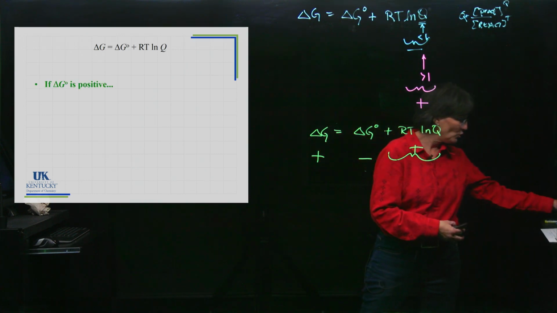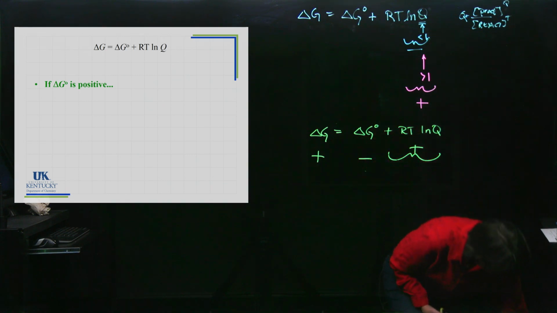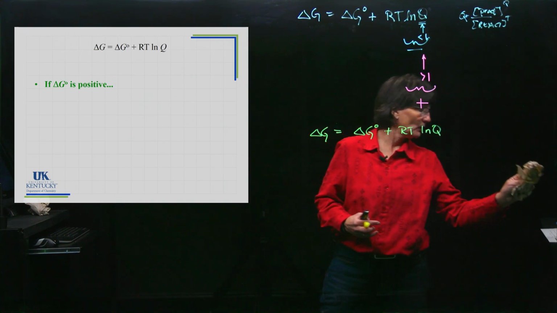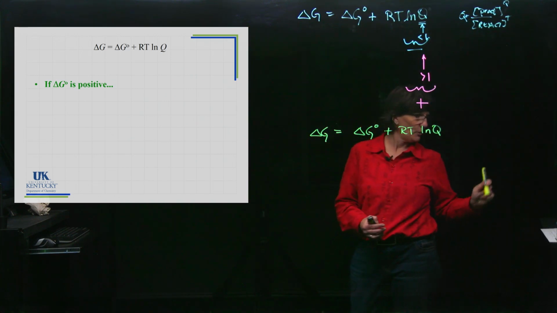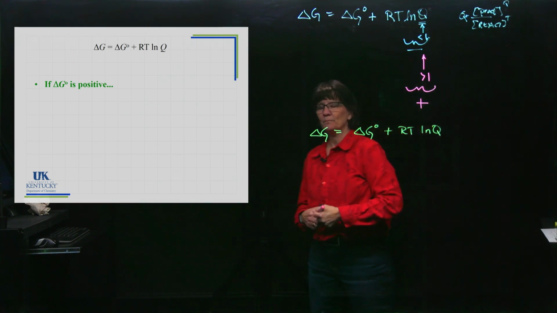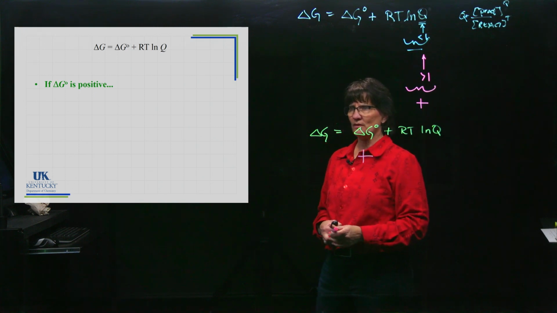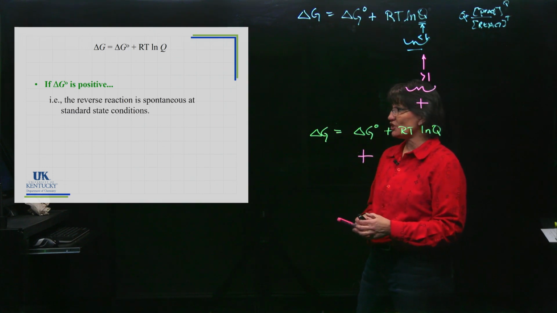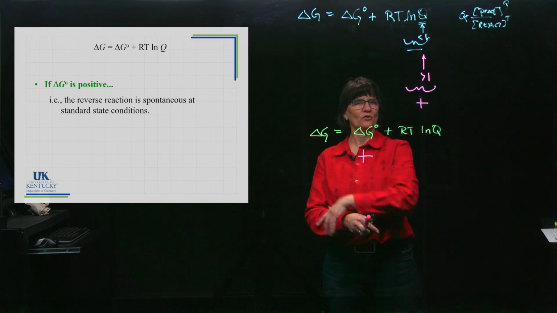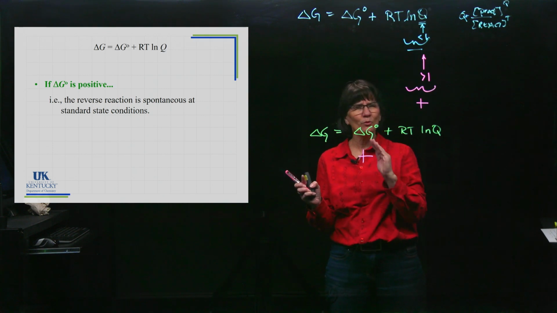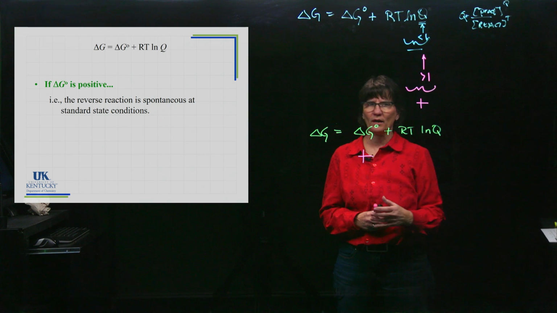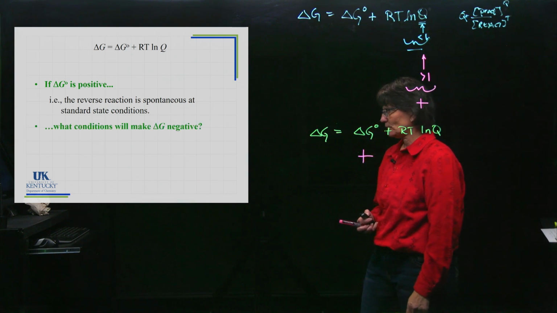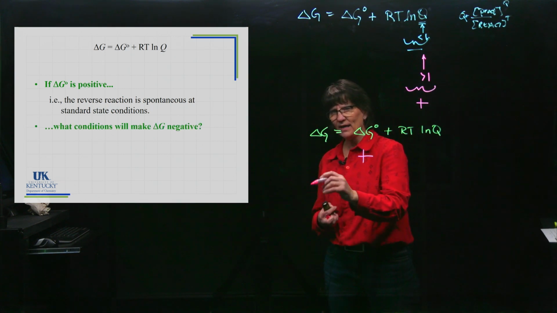Let's walk through the same logic but in the opposite scenario. Now I have a scenario where the standard delta G is positive. In other words, if you're under standard state conditions, the reverse reaction is spontaneous. It wants to run this way. But let's say for some reason you want to push it in this direction because you want to collect products over here. The reverse reaction is spontaneous under standard state conditions. What conditions are going to make this negative?